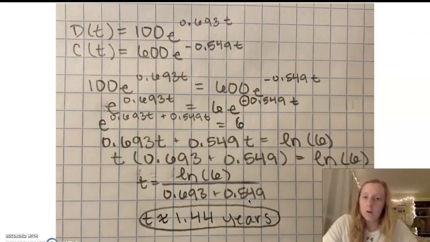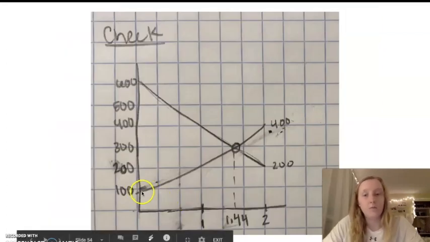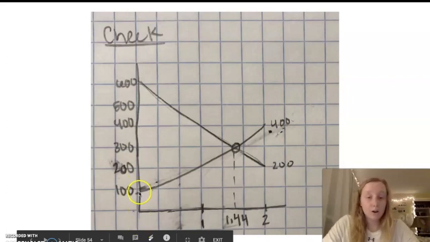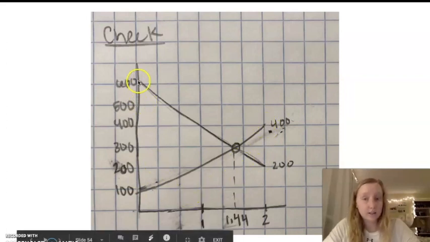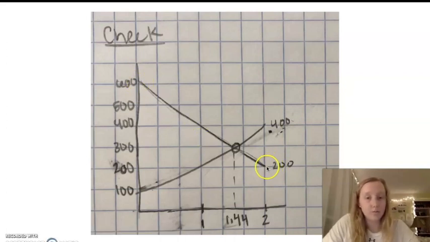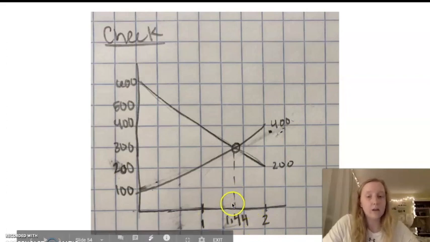If we want to check our work to see if it makes sense, all we have to do is graph. So we know that the dogs start at 100. This is time 0. We know that the dogs start at 100, and at time 2 are at 400. Similarly, we know that the cats start at 600 at time 0, and at time 2 end at 200. So just drawing a graph and roughly estimating, it seems like this could be our correct answer because it falls about halfway between 1 and 2. So 1.44 would make sense.